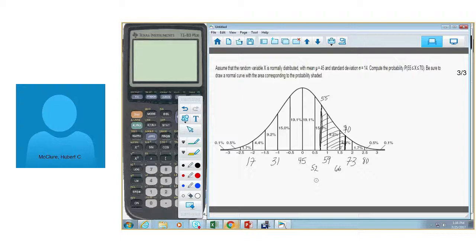55 minus 45 over 14. And that's going to be 10 over 14, which is equal to what? 5 over 7. And then you can change that, whatever you need to change it to. And then 70 minus 45 over 14. 70 minus 45 is 25. 25 over 14.